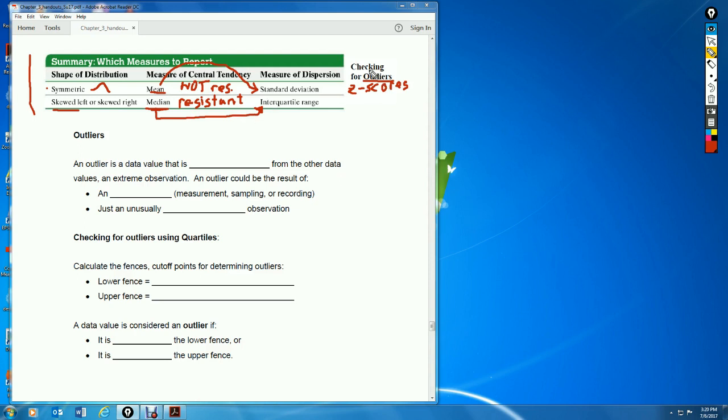And as far as checking for outliers in this case, what we're going to use, which we haven't talked about yet but will right now, are the upper and lower fences. These are based on the quartiles, and we will cover that right now.